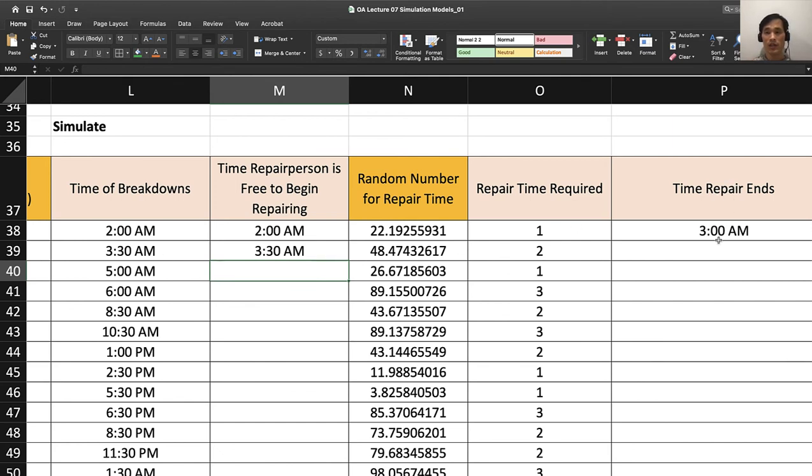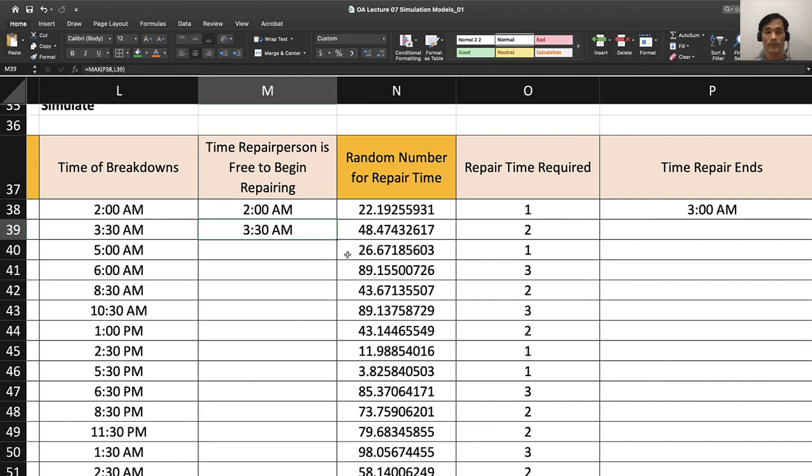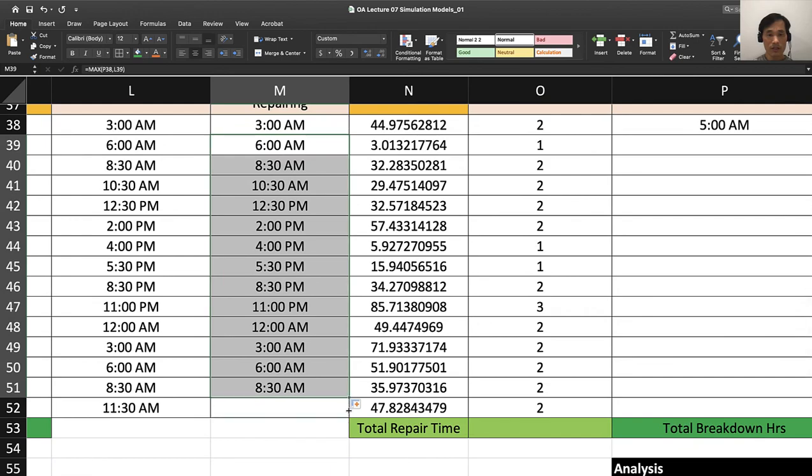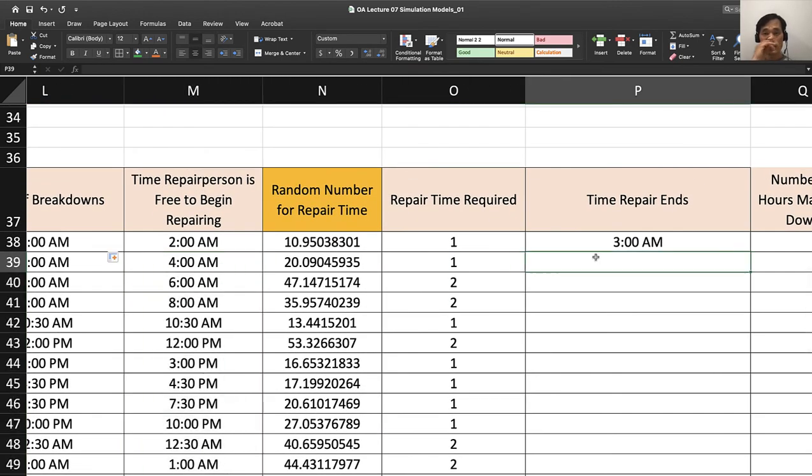For example, here at 3 a.m. you are done. However, the breakdown happened at 3:30, so therefore you are able to begin to work at 3:30, right? So that makes sense, right? And I can just scroll this down, copy it down like this. And we have to also do time repair ends. So it takes 1 hour. So you simply need to do 4, right, plus time and 1 hour and 0 minutes and 0 seconds, right?